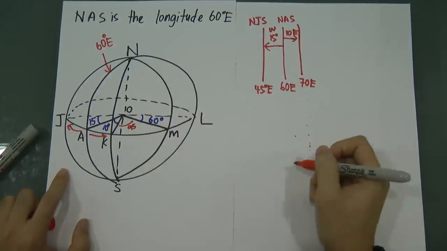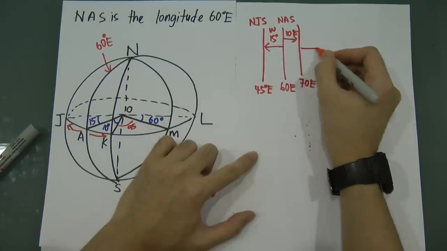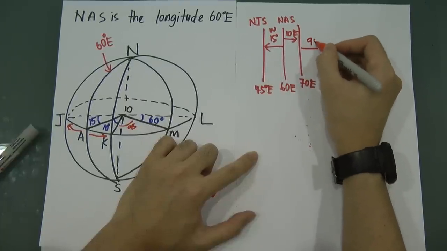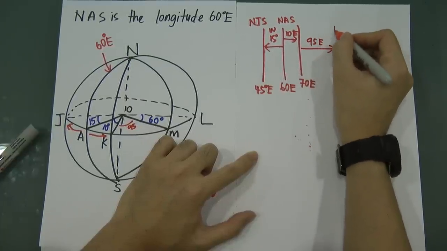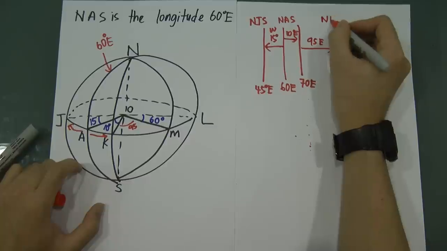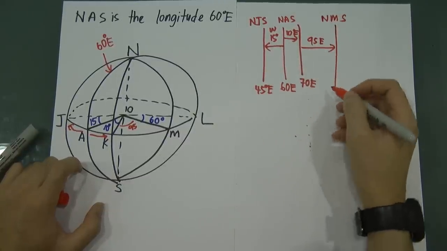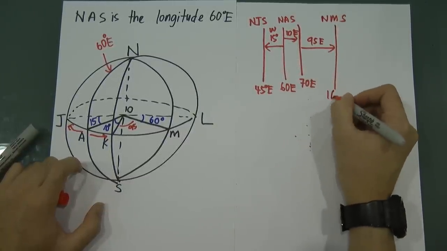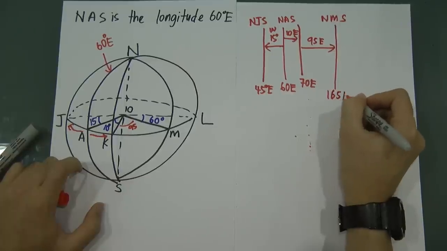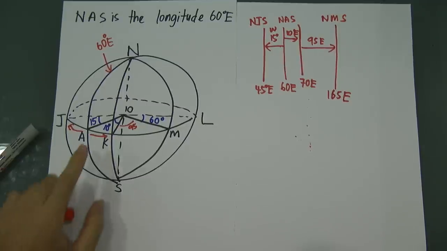Alright, now the problem is like this. If I move another 95 degrees to the east, it will be simple. Then I will reach this line called NMS. So to the east, we know we just sum up. You will get 165E. Isn't it? 70 plus 95. You get 165 east.